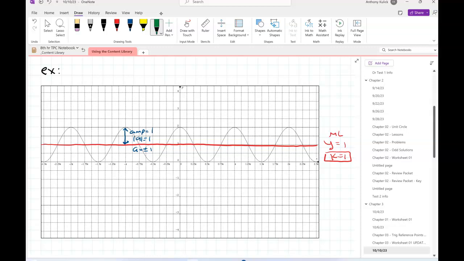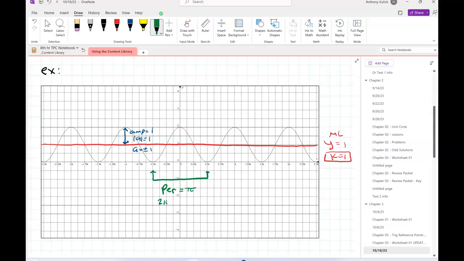Now here I'm given lots of cycles, right? This graph is repeating itself lots of times. Usually in this sort of situation, to find the period, I would just go from max to max or from min to min because it's really easy to see those. So maybe I'll go from minimum to minimum. If I start off at negative 1/2 pi and it ends at positive 1/2 pi, how far was that? 1 pi, right?